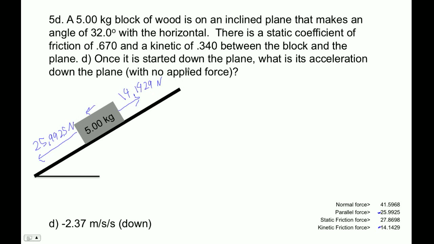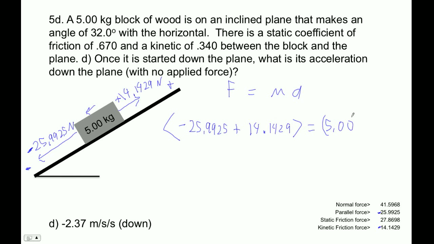So those would be the only forces because there's no outside force, right? So we're going to set this thing up. Up the plane will be positive, down this way will be negative. So parallel force is negative. The friction force is positive, because it's sliding down the plane, friction will be up the plane, right? So now we just set up F equals ma. And we go negative 25.9925 plus 14.1429 equals 5.00 times a. We ought to be able to solve that, right?